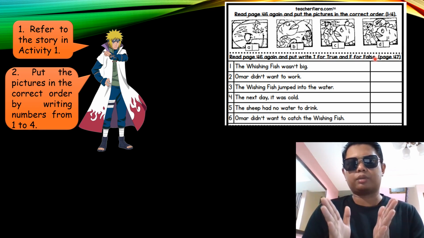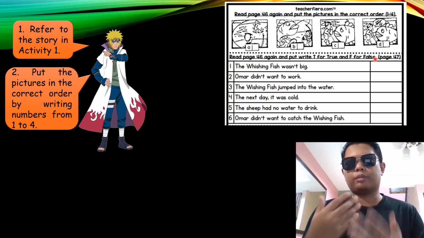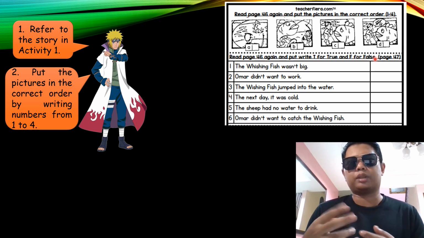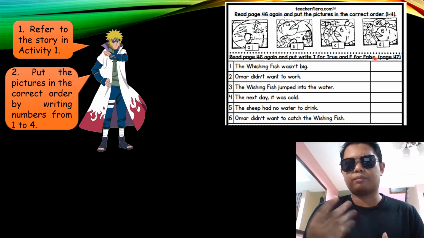Which picture do you think is number 1? So you write number 1. Which picture is number 2? You write number 2. Which picture is number 3? You write number 3. And which picture is number 4? You write number 4.